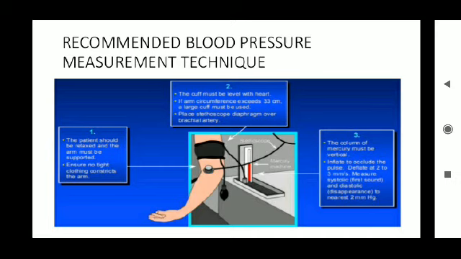Then in the third step, the column of mercury must be vertical. Inflate to occlude the pulse and deflate at 2 to 3 mmHg per second, and measure the systolic, that is the first sound, and the diastolic, that is the disappearance, to the nearest 2 mmHg.